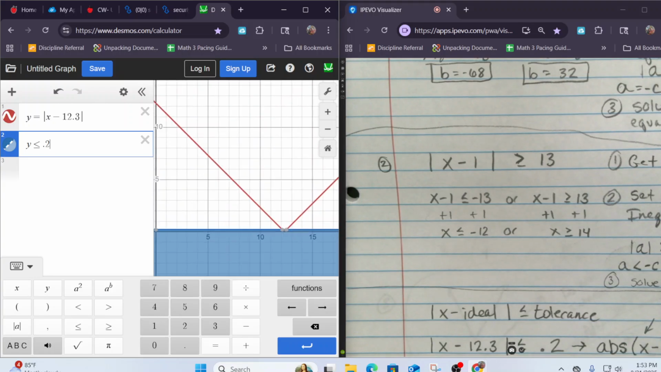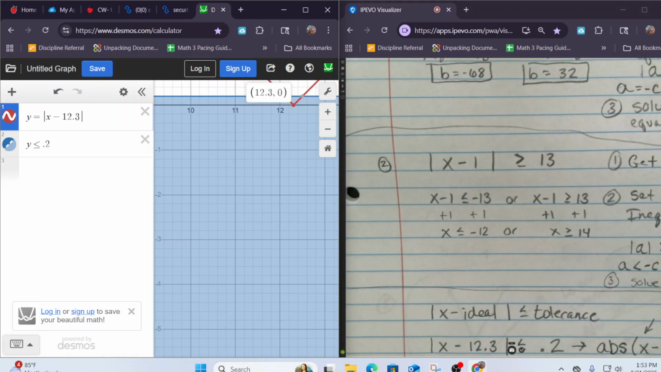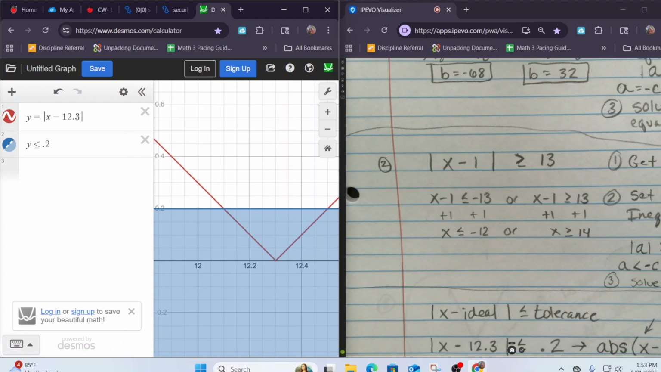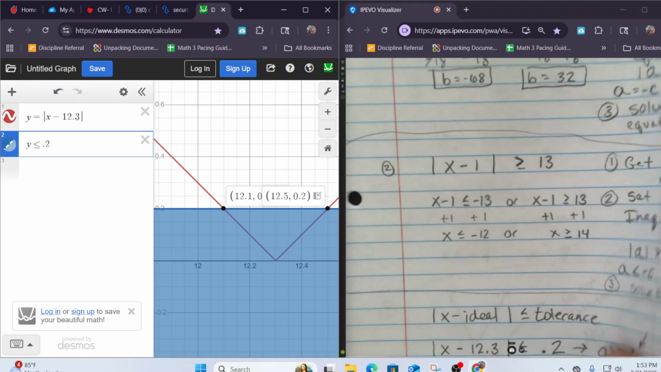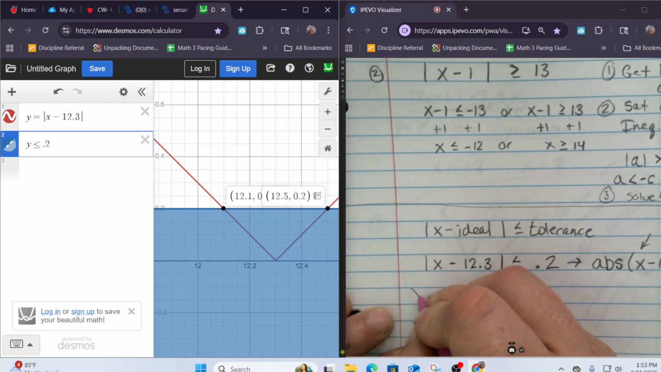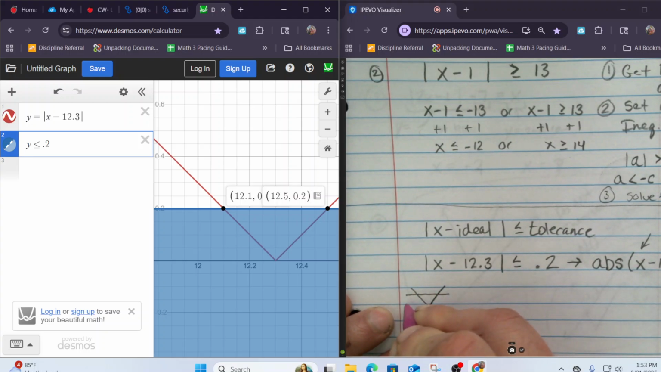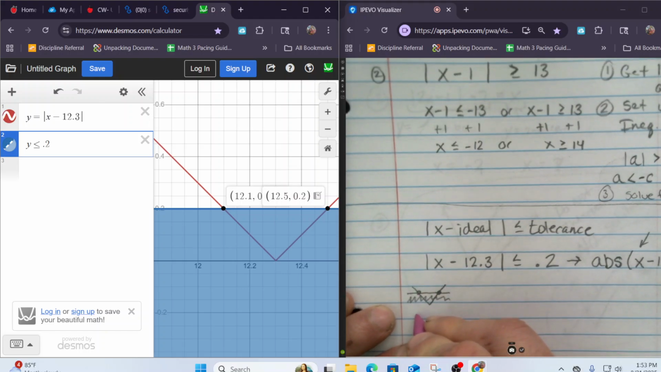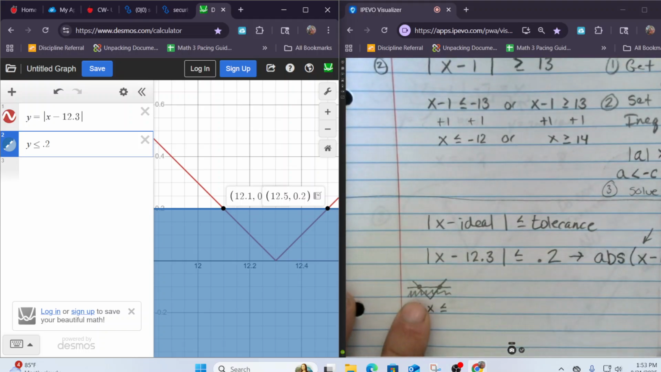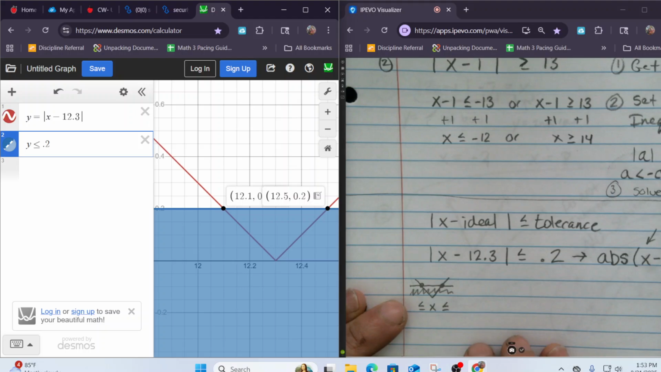If it looks like you don't have a V shape, zoom in. If you do not have the V shape in the shaded region, then you're doing something wrong, okay? Remember, if the V shape is in the shaded region, automatically you know that it's going to be this type of answer, right? The V in the shaded region represents the compound.